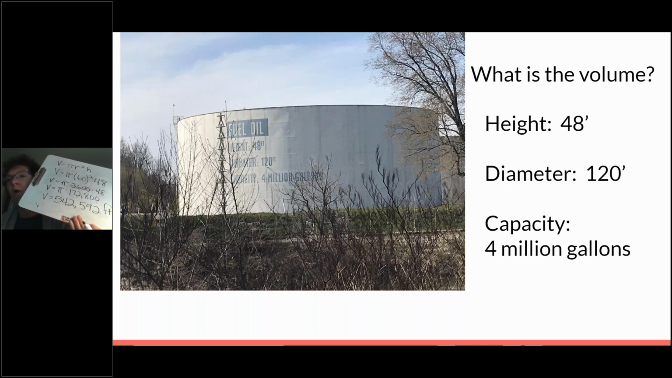So volume is always cubic something: cubic miles, cubic feet, cubic meters, cubic centimeters. It's always whatever that dimension is to the third power.